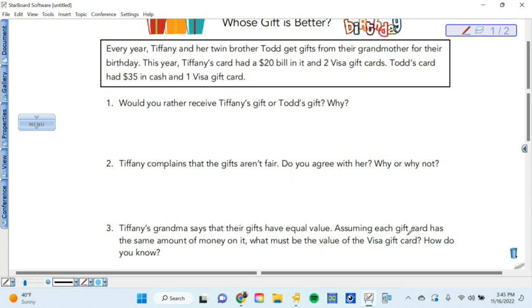Tiffany complains that the gifts aren't fair. Do we agree or disagree? I disagree. Why do you disagree? We don't know the value of those gift cards. Exactly. Tiffany's grandma says the gifts are worth the same. They have an equal value. So we're assuming that each gift card has the same amount of money on it. What must the value of the gift card be?